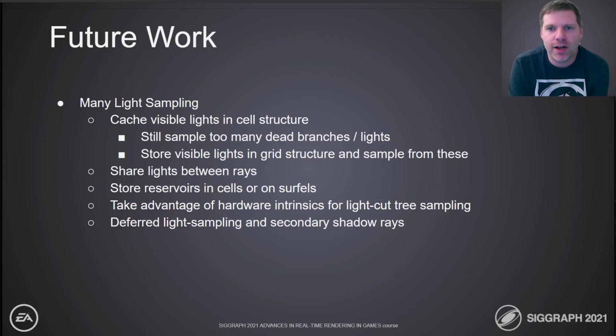We bin and sort our rays, so it may be advantageous to share lights between these rays. For example, for reservoir sampling, we could do our spatial sample in this fashion. For temporal reservoir sampling, we are investigating storing reservoirs in the cell structure or on each surfel. Our light cut traversal is not well optimized yet and could make use of platform-specific intrinsics. And finally, we need to move our light sampling out of our ray tracing pass and schedule secondary shadow rays to later passes.